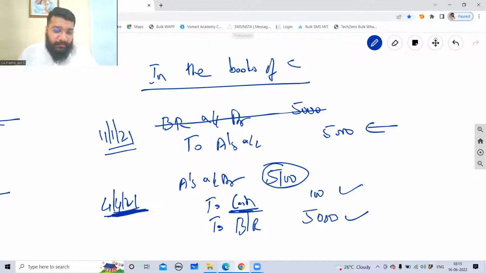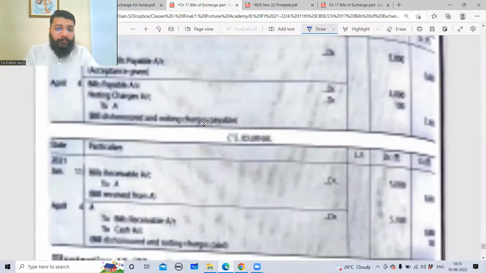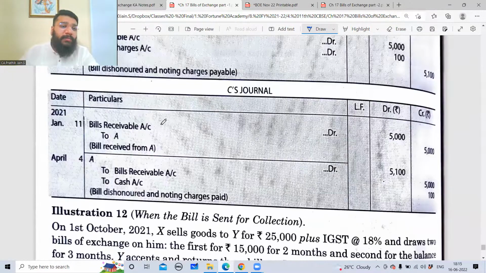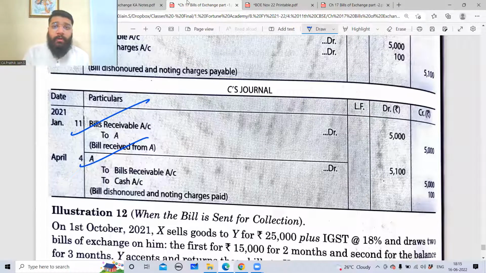Any problem here, please? Any problem here? In C's books of account, these two entries you'll record. Any problem here? Online people are waiting for responses. No, sir. No, sir. No, sir.